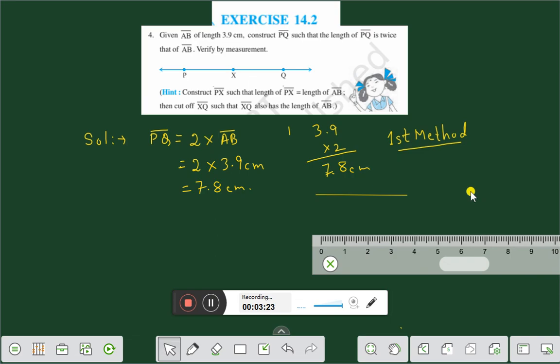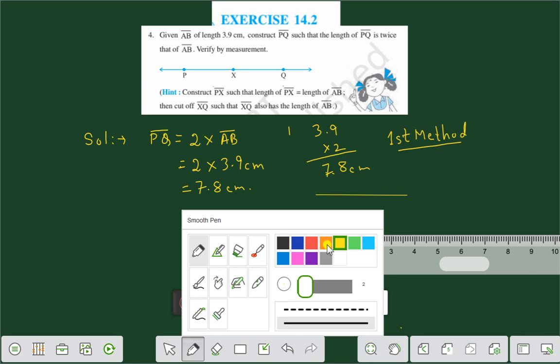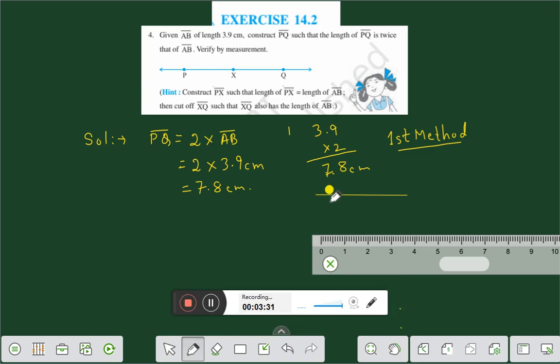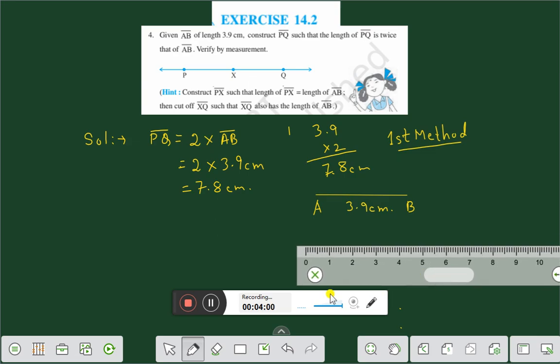We have drawn a line segment AB, and this is exactly 3.9 centimeter. Now what you have to do? Again you have to draw a line PQ such that it is 7.8 centimeter, that is, twice the length of AB. Now we can draw another line, that is PQ.